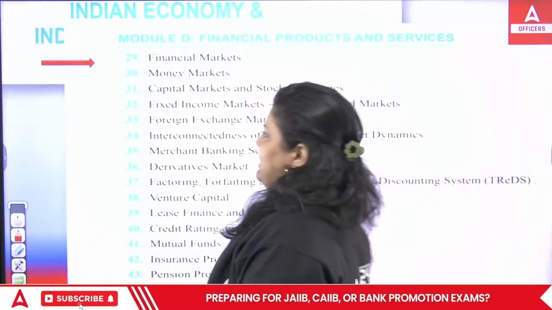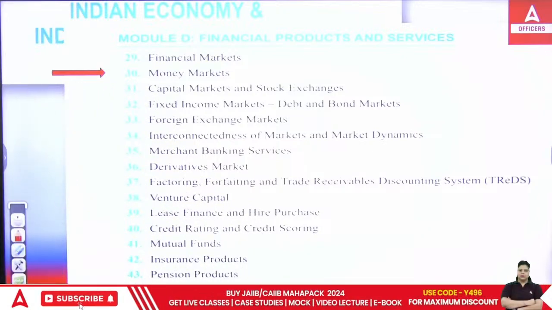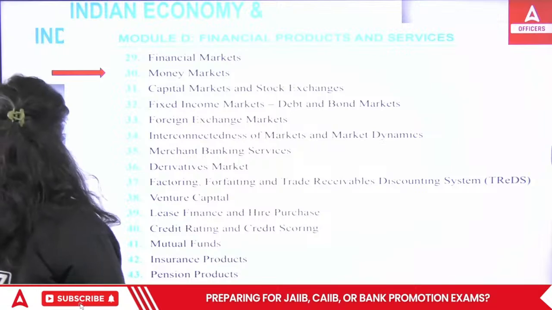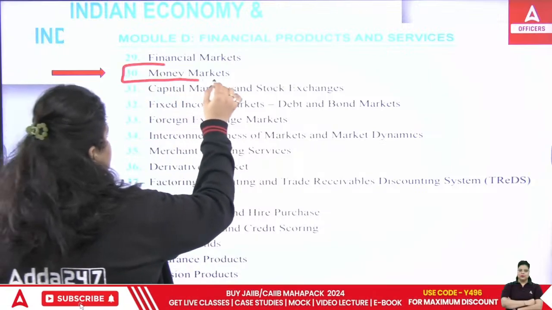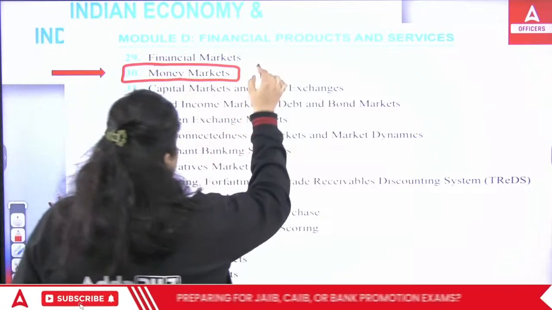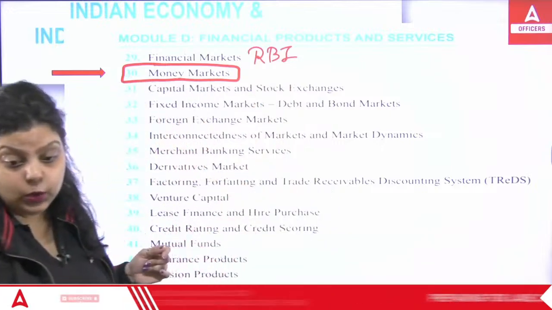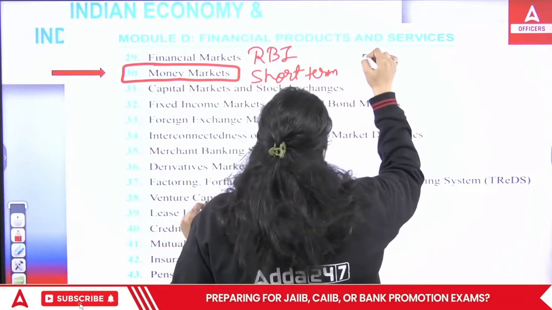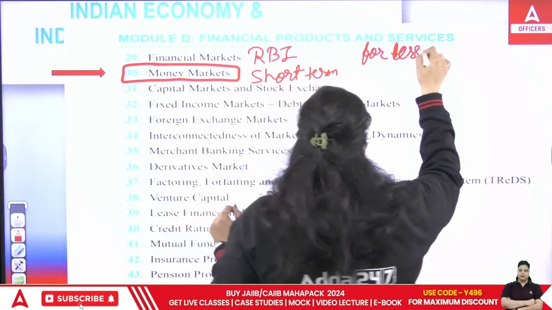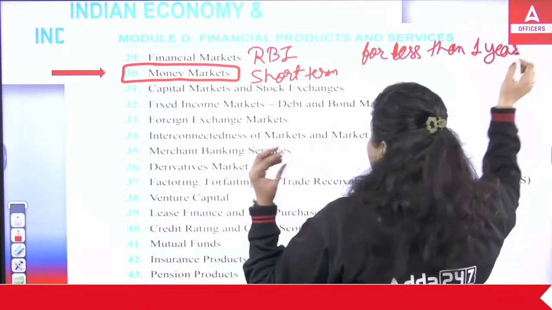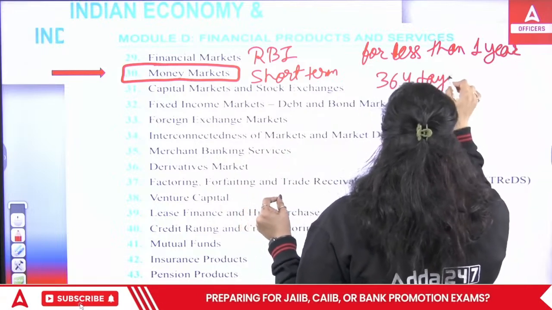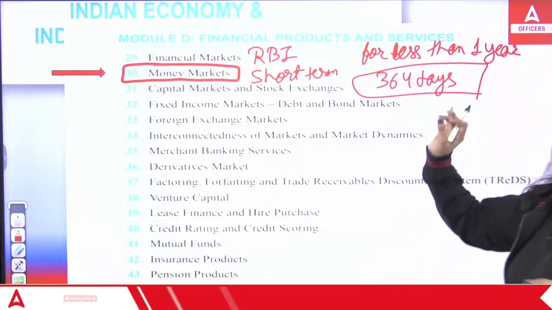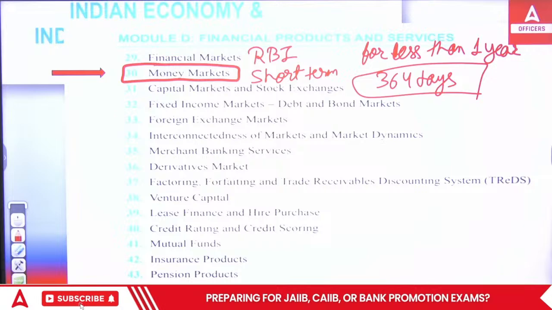So the second class is all about unit number 30 of your IE IFS module D. Let's start. What actually is the money market? First of all, it is a market regulated by the Reserve Bank of India. It's a short-term market. Why do we call it short-term? Because it is for less than 1 year. This market has a maturity period of 364 days only, not more than that. It means it is for less than 1 year duration, regulated by RBI.